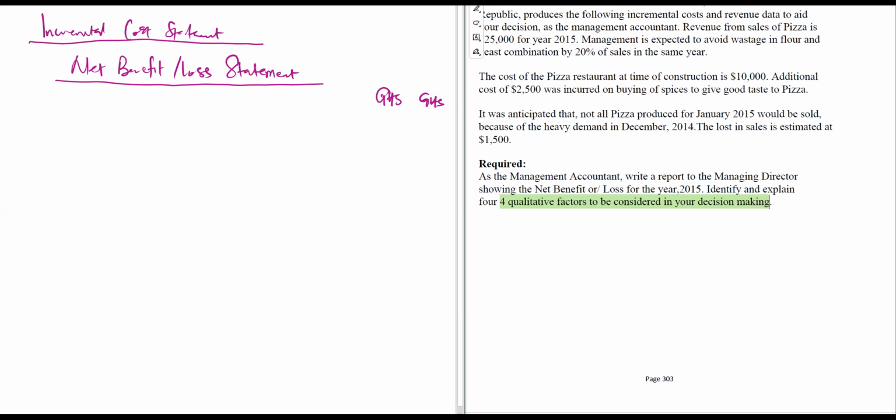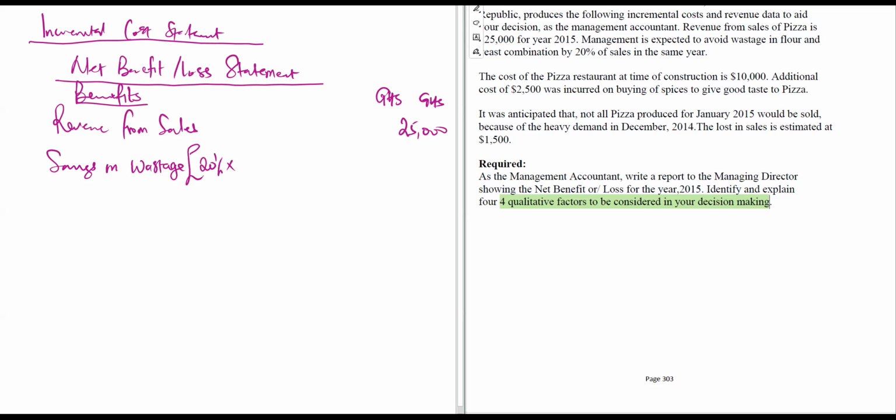So we start with what? They say we are going to make sales, so we have revenue from sales of pizza, which will be gathered under our benefits. Looking at our benefits, we have revenue from sales, which was worth 25,000. And then it says that we are going to avoid wastage in flour, so savings in wastage. Remember, if you do not incur the cost, that means you save the cost. So 20% of the sales, which is 25,000, will be saved, and 20% of this will be 5,000. That means we have total benefits worth 30,000.